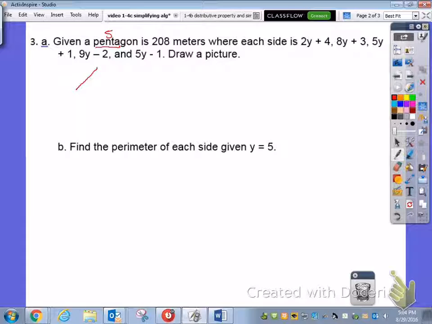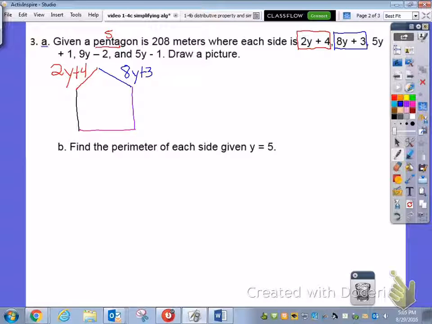Okay, now it does not have to be perfect. 1, 2. In fact, I'm going to draw them different colors so we can keep track. 3, 4, and then 5. Okay? Now, there's 5 sides, so we have 5 labels, and it doesn't matter which one I put with what. So this 2y plus 4, I'm going to put on this red side, so you can follow. That is the length of that side. My next one is 8y plus 3. So this side is 8y plus 3.